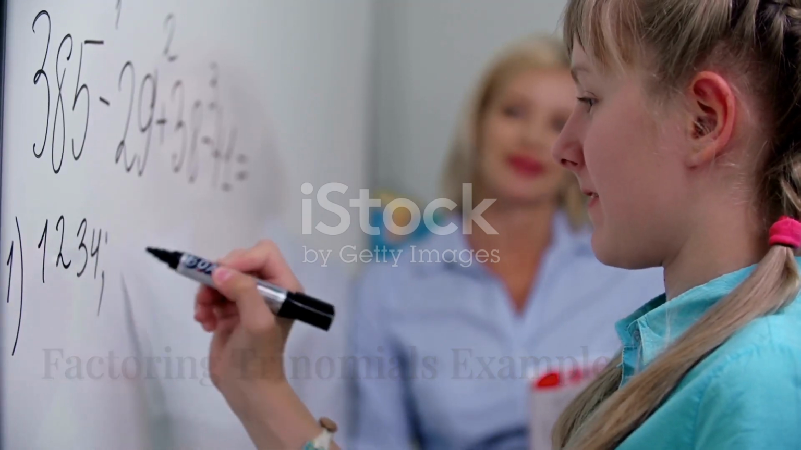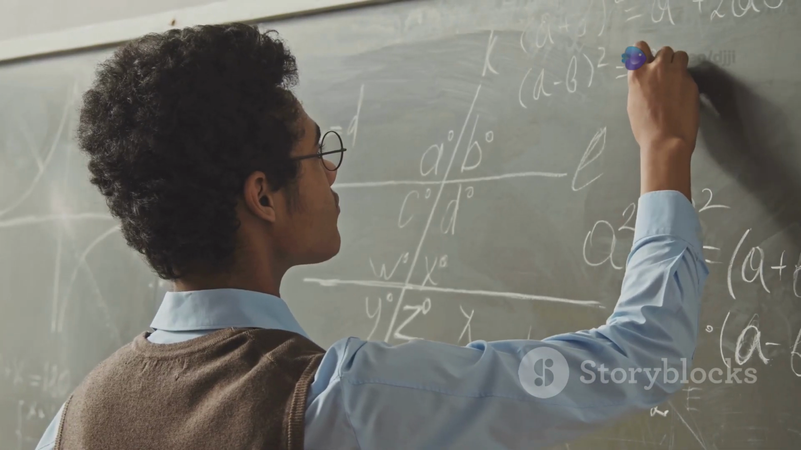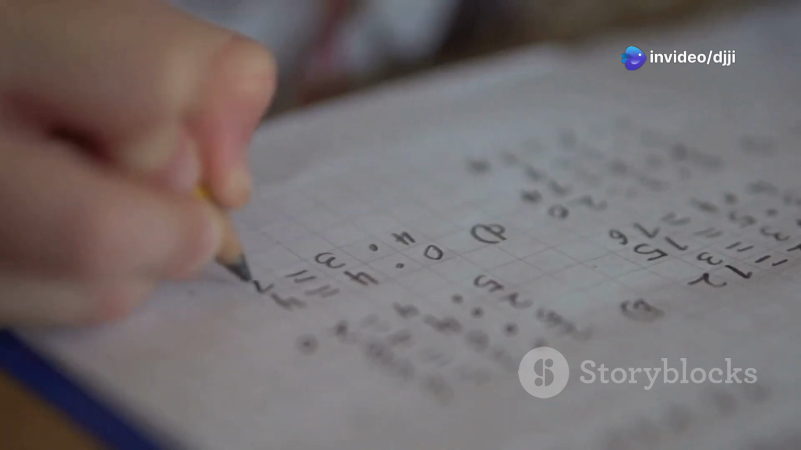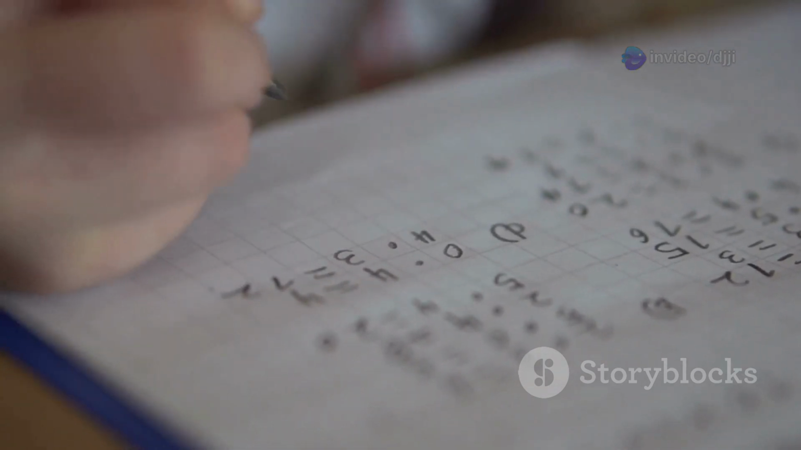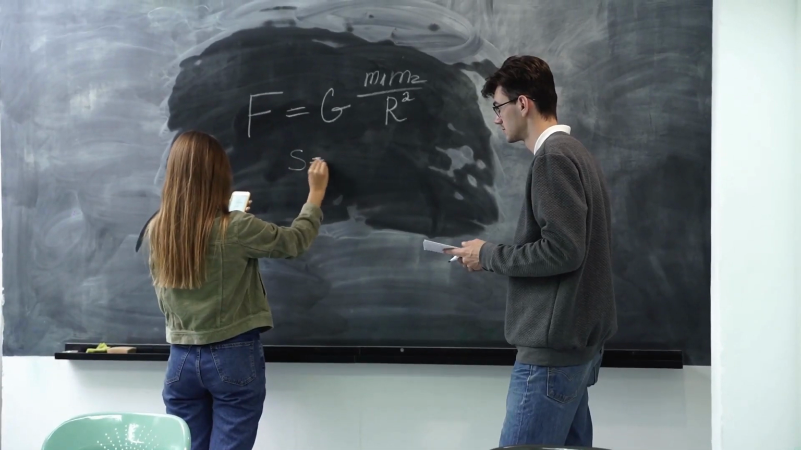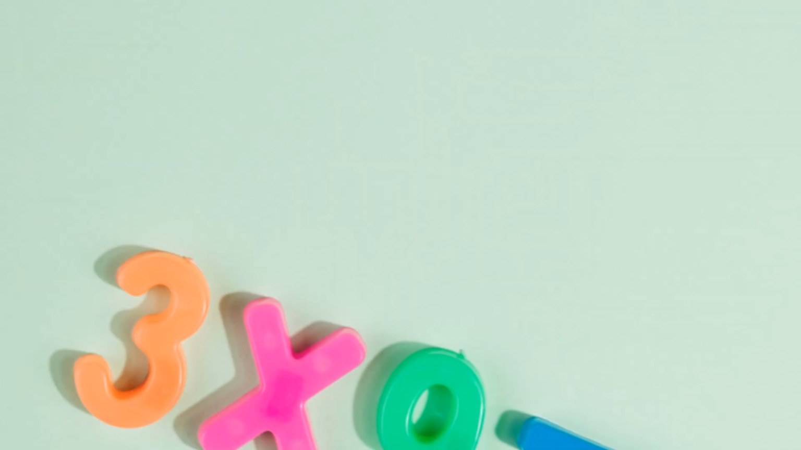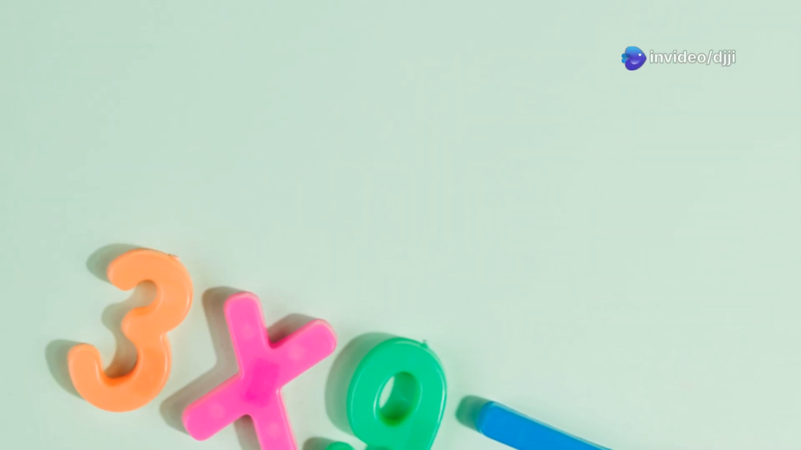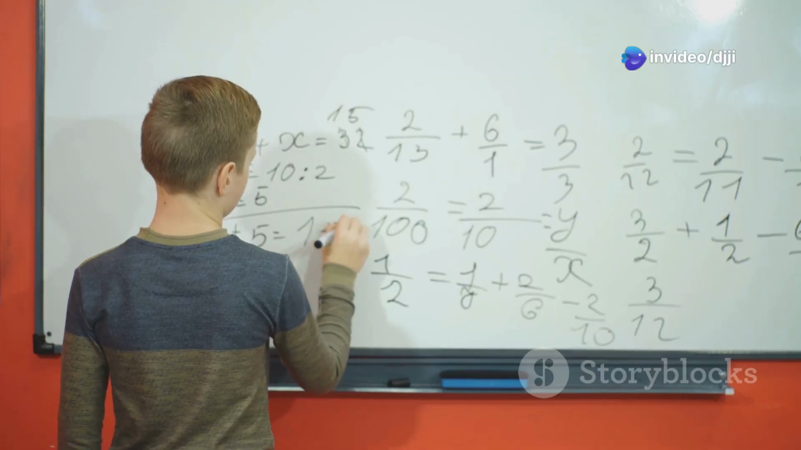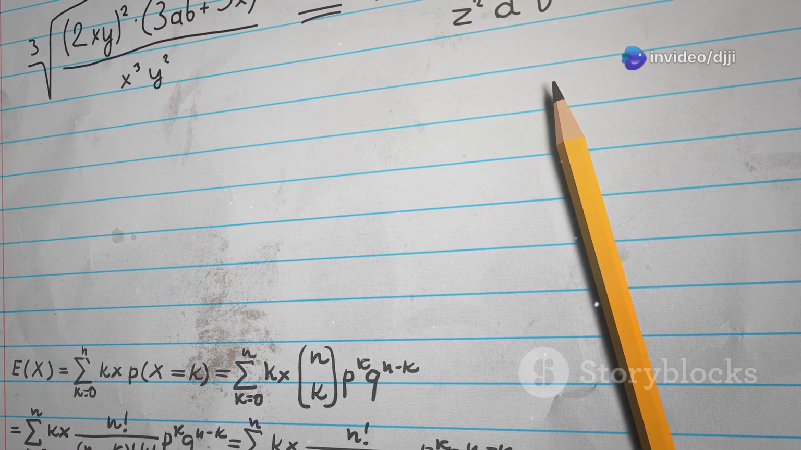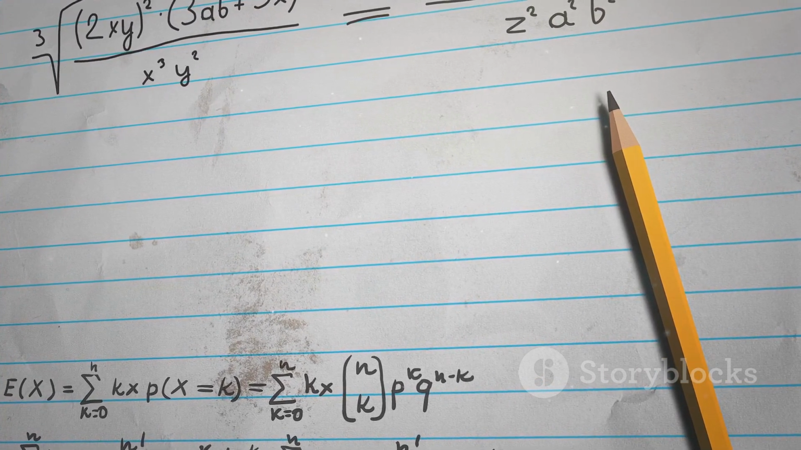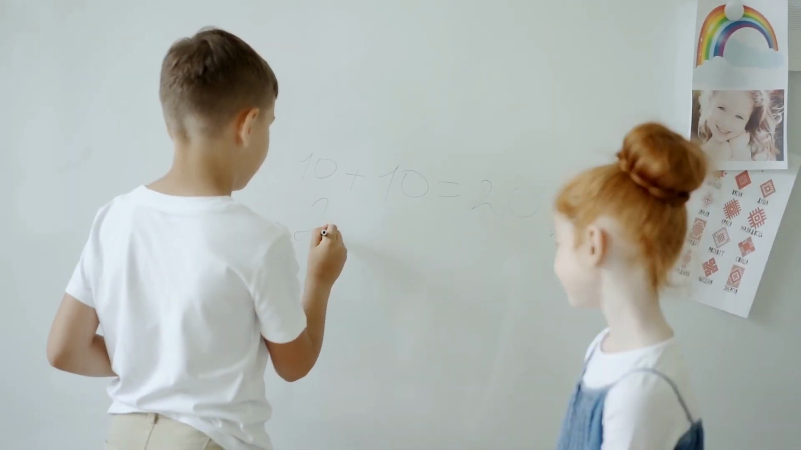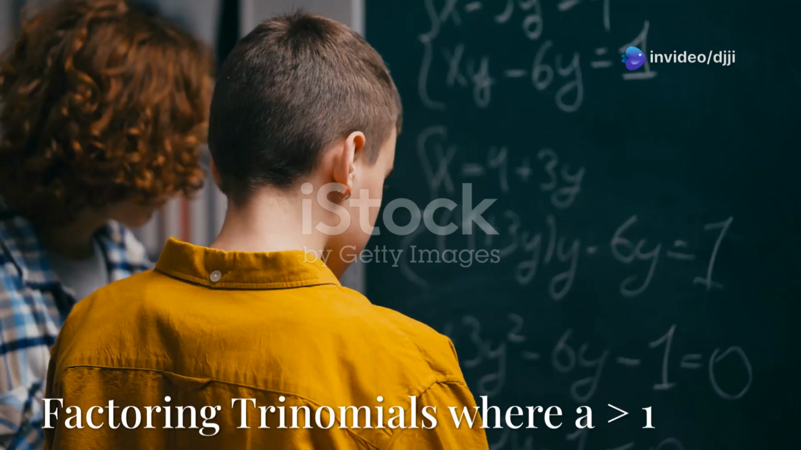Let's look at an example. Factor the trinomial x squared plus 7x plus 12. First, identify b and c. In this case, b equals 7 and c equals 12. Next, find two numbers that add up to 7 and multiply to 12. These numbers are 3 and 4 because 3 plus 4 equals 7 and 3 times 4 equals 12. Finally, write the factored form. The factored form is x plus 3 times x plus 4. Note, you can always check your work by multiplying the factored form back out to see if it equals the original trinomial.